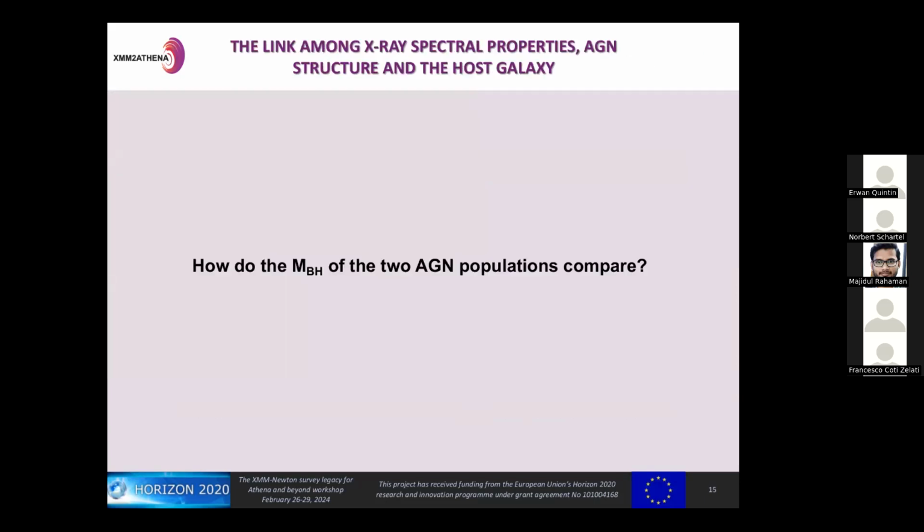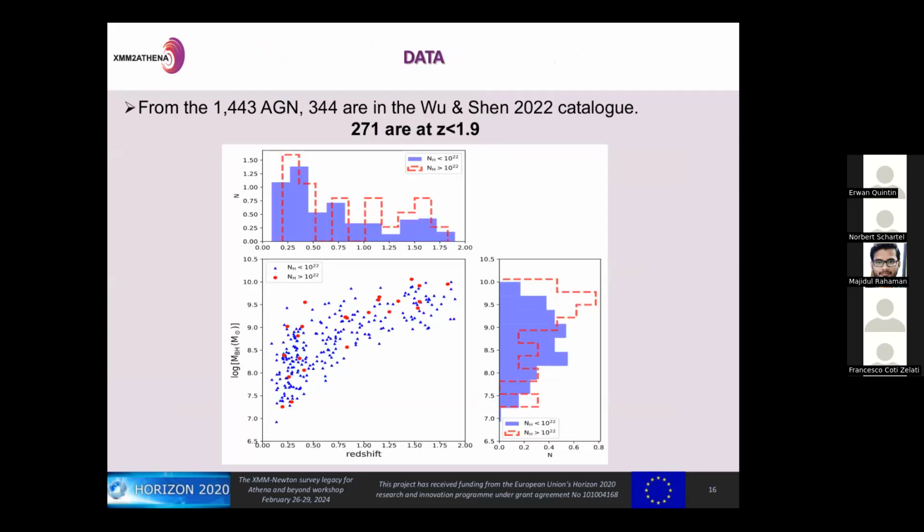Now, regarding the black hole masses of the two populations, in order to investigate this, we cross-matched the about 1400 AGN that we had, and that we used in the first part of our analysis that I just showed, with the DR16 QSO catalog of Wu and Shen 2022, and we ended up with 344 sources, and 271 lie at redshift lower than 1.9. We do not use higher redshift because the black hole mass calculations are not as reliable at higher redshifts.